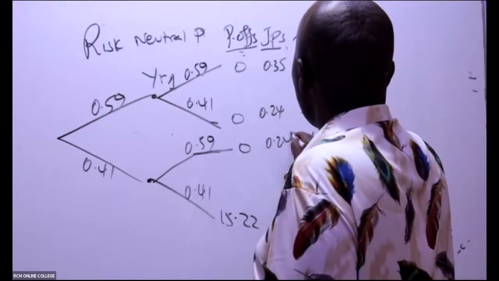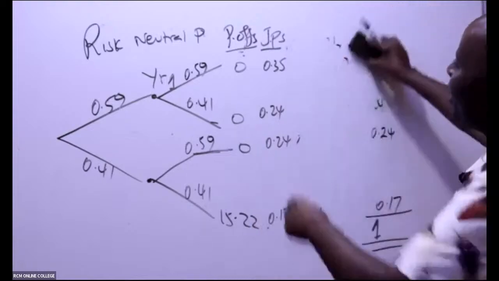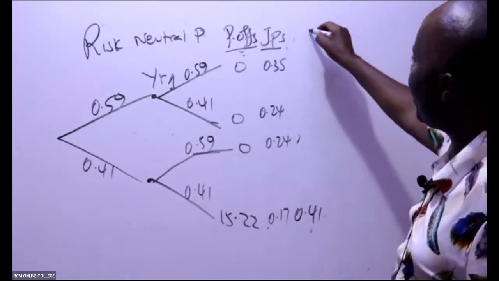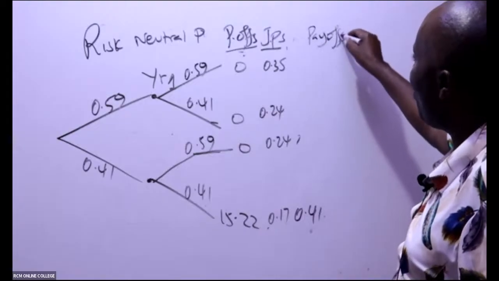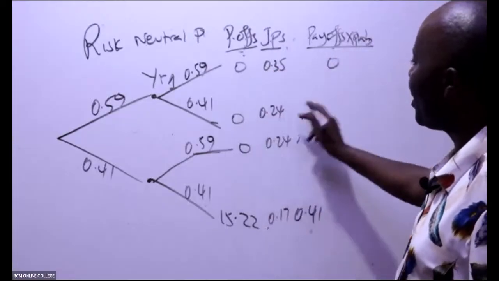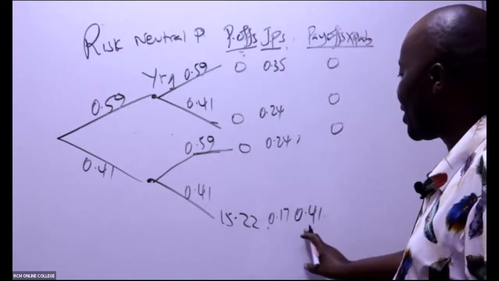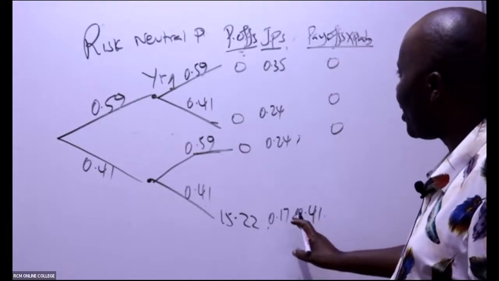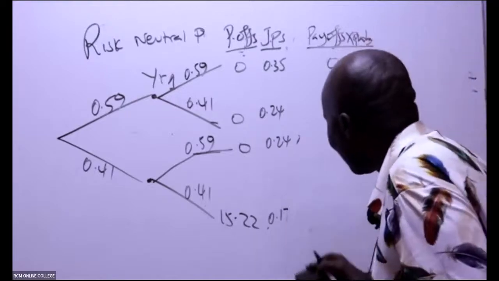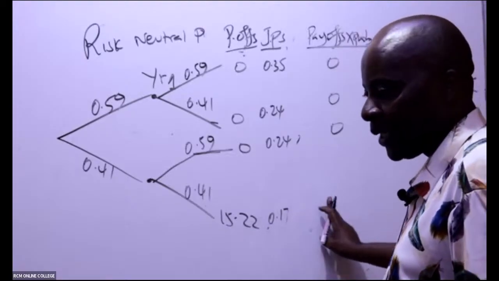0.24, 0.24, 0.17. So just like how you do it in advanced management accounting, you now take the payoffs times the JPs, times probabilities. Create a column where you take the payoffs times probabilities. 0 times this is 0, 0 times this is 0, 0 times this is 0. Then 0.17 times 15.22. What are we supposed to be getting?